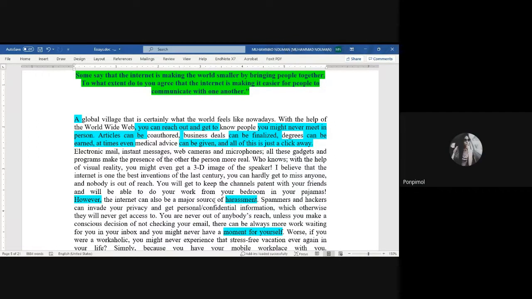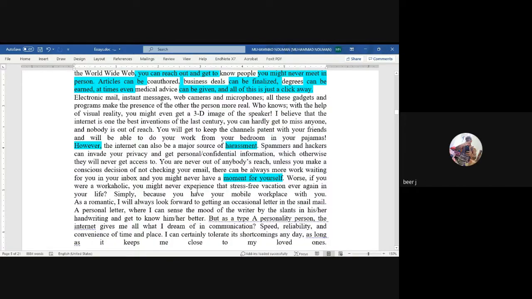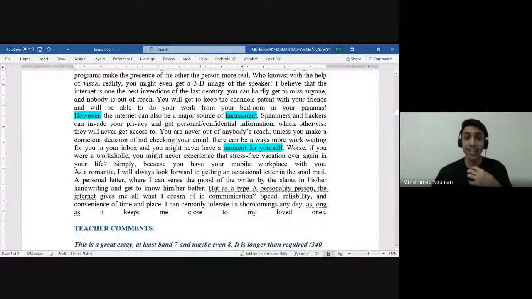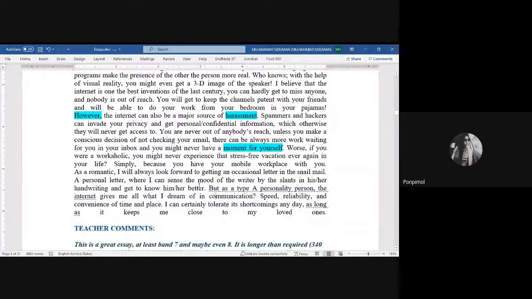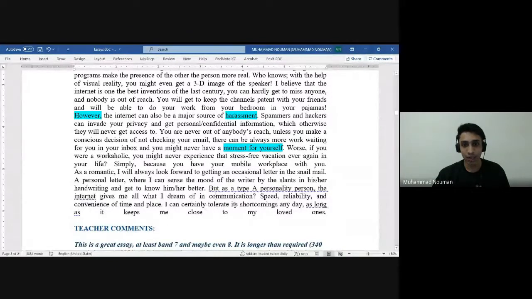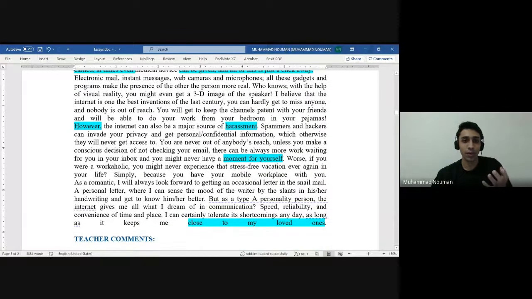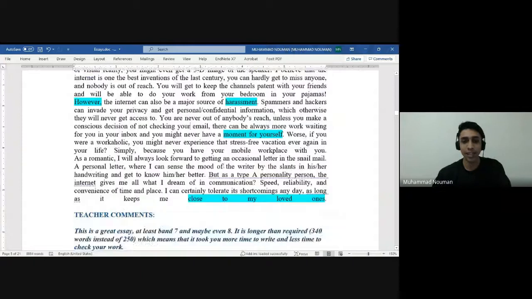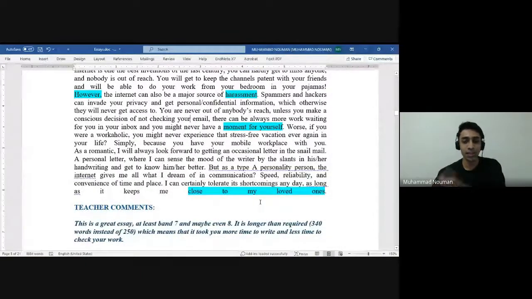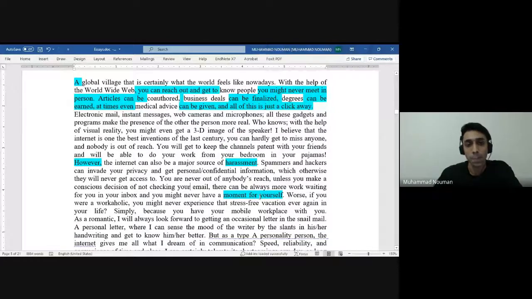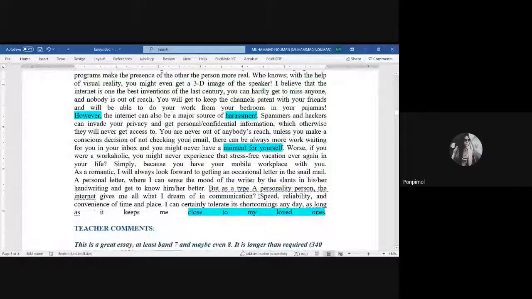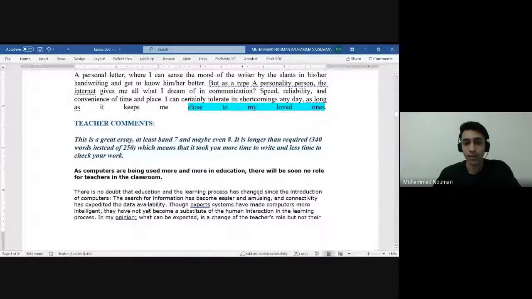So how about the conclusion? I see. In the conclusion, you can say your opinion. It's okay, no problem. From what I feel, he says, I can certainly tolerate its shortcomings as long as it keeps me close to my family. So he gave his opinion, even though he talked about the positive and negative things. If he is close to his family, that's all, no problem. So you can give any kind of opinion, that's okay.